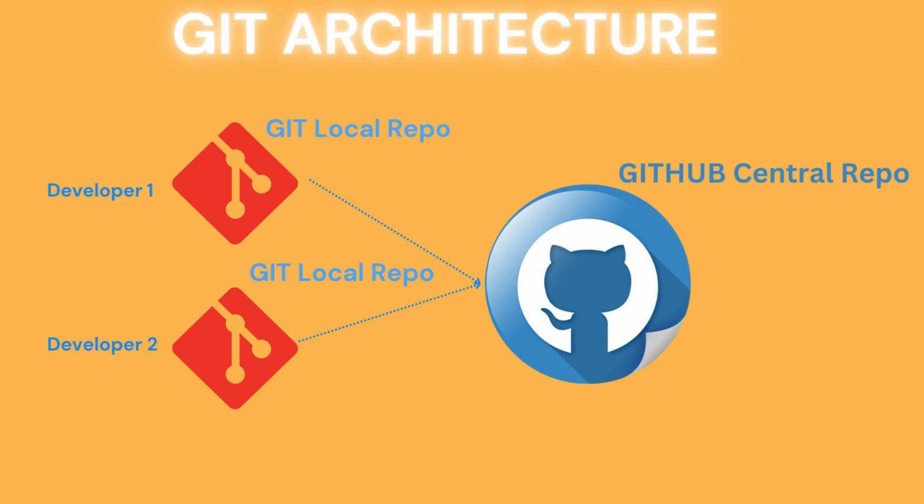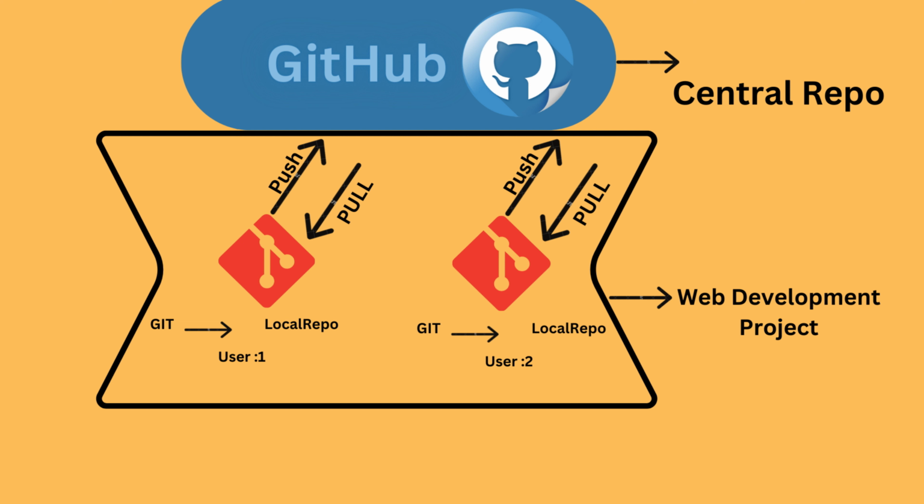So for a single web development project, there might be 2 or even more developers working on it. Depending upon the need and situation, a developer may be pushing or pulling the code from and to the central repository. Now, let us have a quick glance at what we have seen in today's video.